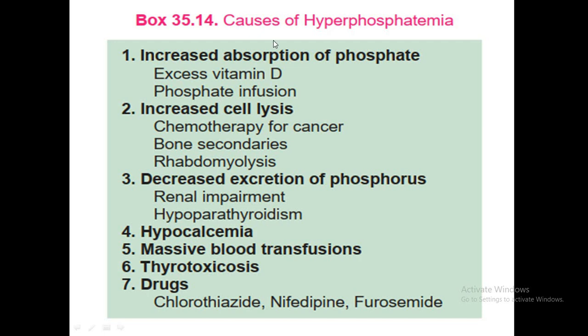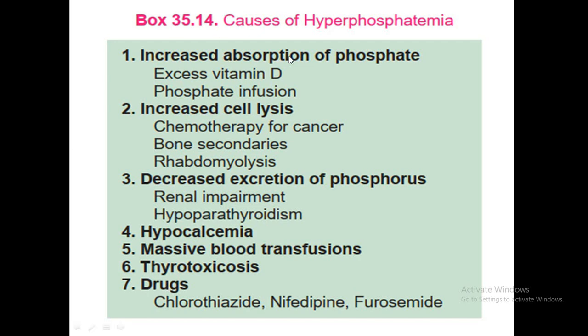So these are the causes of hyperphosphatemia. It could be from increased absorption, it could be due to increased cell lysis, or it could be due to decreased excretion of phosphorus. Other causes are hypocalcemia, massive blood transfusion, thyrotoxicosis, and drugs.